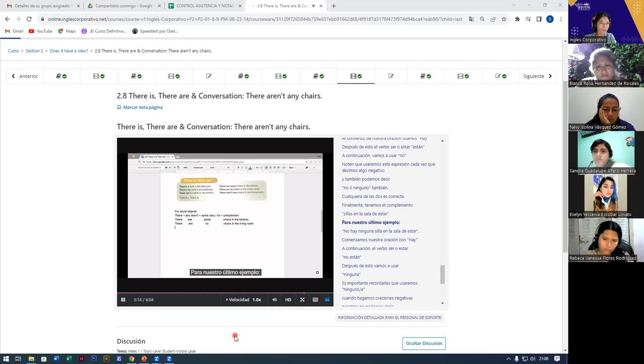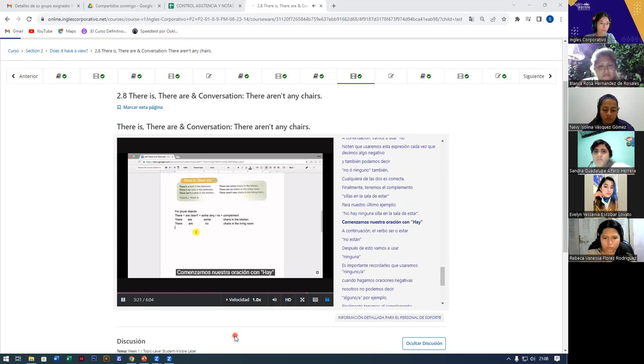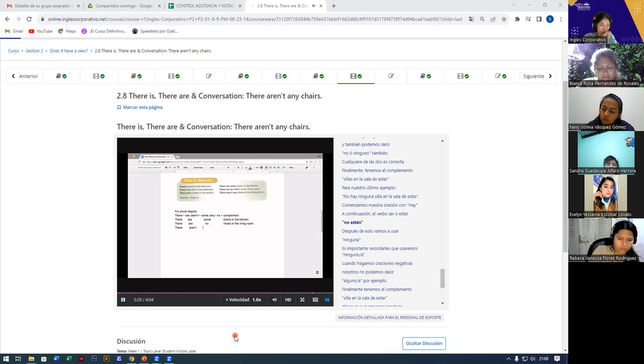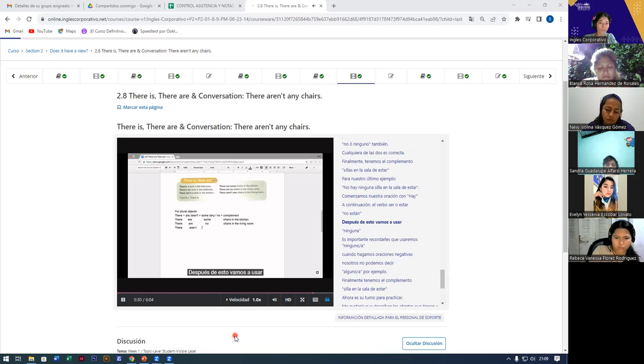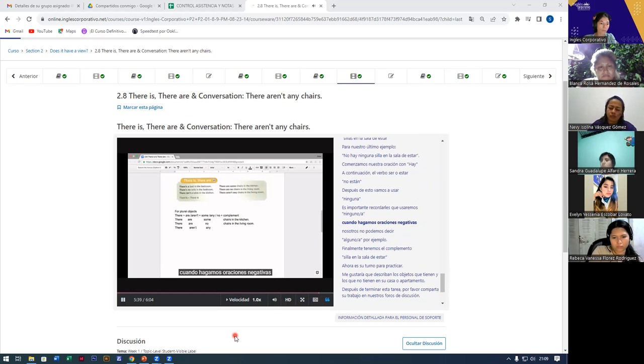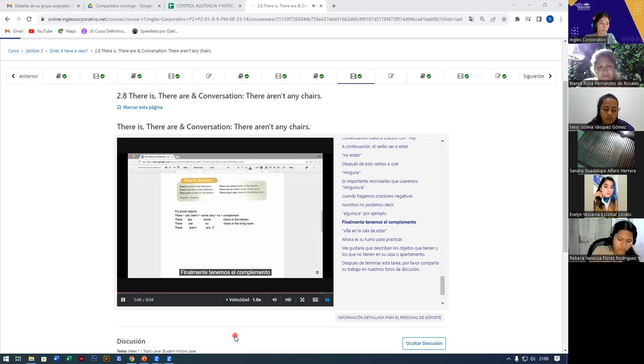For our last example, there aren't any chairs in the living room. We start our sentence with there. Next, the verb to be, aren't. After that, we're going to use any. It's important to remind you that we will use any whenever we're making negative statements. We can't say some, for example. Finally, we have the complement, chairs in the living room.